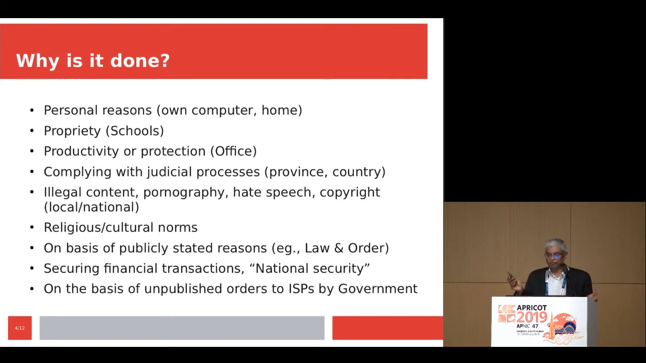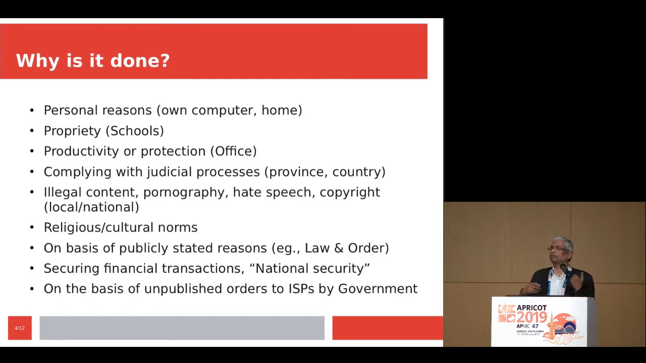So-called illegal content, pornography, hate speech, copyright, etc. This is highly variable, sometimes very subjective. Protection of religious or cultural norms. Again, this is a very specific kind of situation from country to country. On the basis of publicly stated policy reasons, like law and order. For example, securing financial transactions. So banking sometimes resorts to such a thing. But a blanket phrase called national security is often abused by many countries to impose a kind of blockade or even shutdowns. And finally, on the basis of unpublished orders to ISPs by the government.